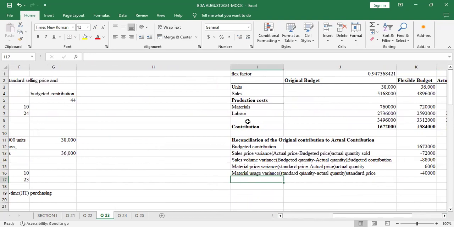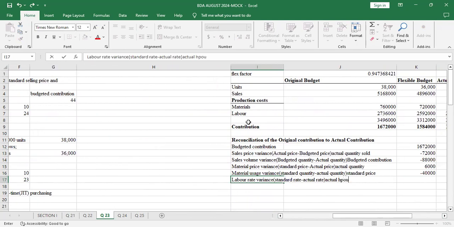So we go to labor. Labor will start with the labor rate variance. The formula for labor rate variance is the standard rate minus actual rate, then you multiply by the actual hours.